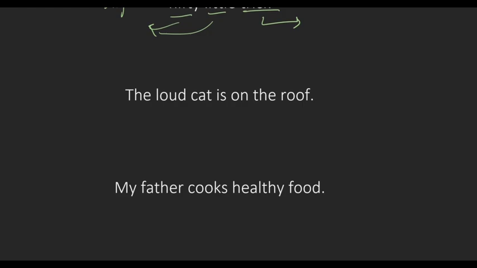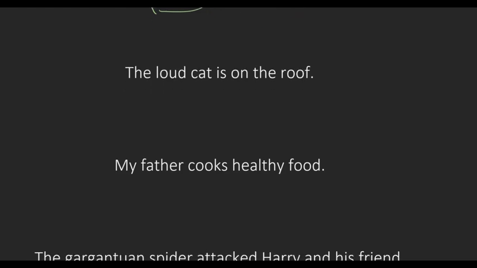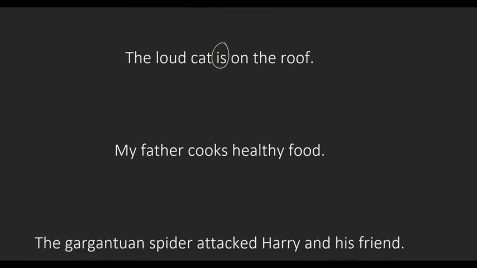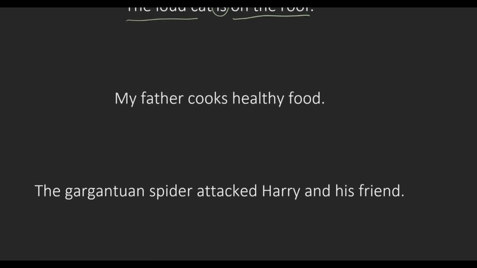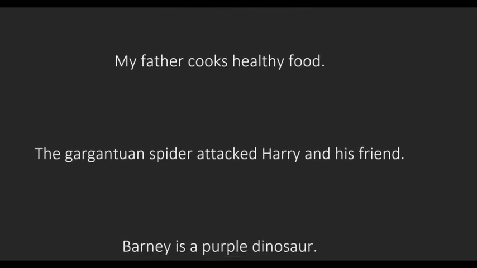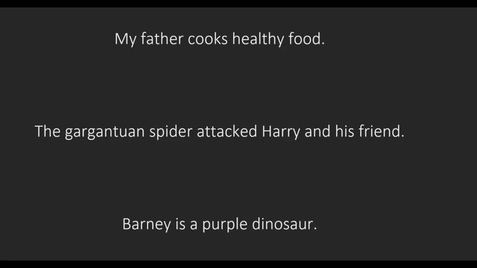The loud cat is on the roof. All right, this is an is sentence because we have the is. And then the loud cat is before is, on the roof is after is, and we have a descriptive fragment as our before is, the loud cat. Perfect. Good explanation. Okay. So descriptive appearing in a sentence. And this should be familiar, right? We've seen this before. Let's look at another example.